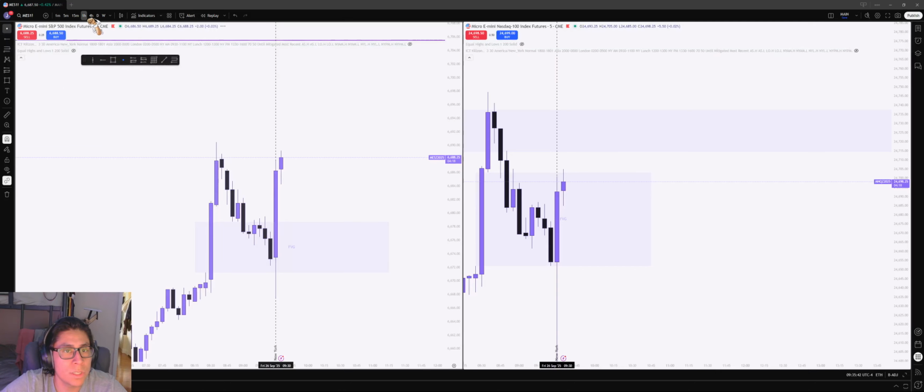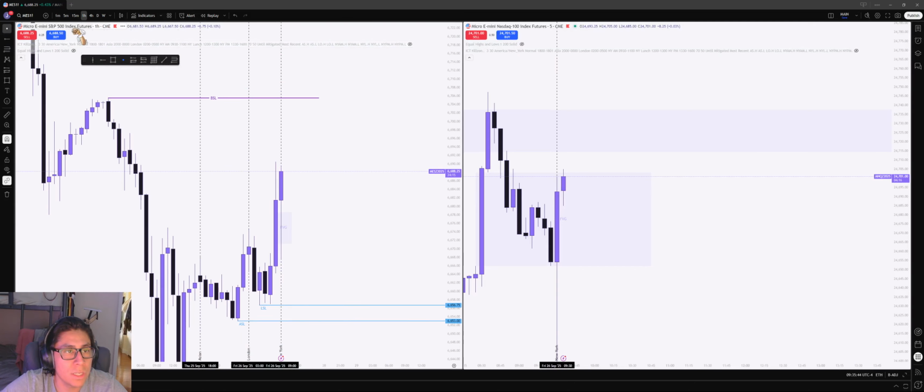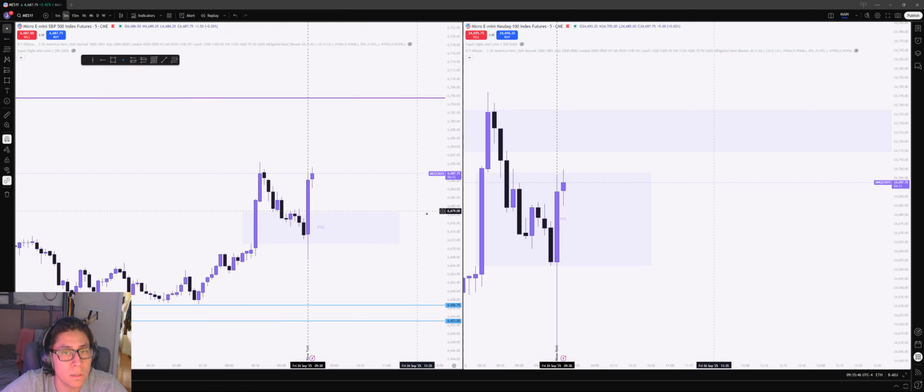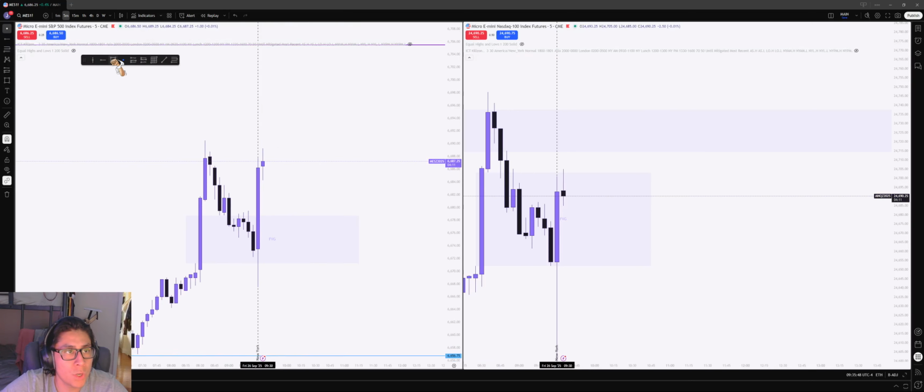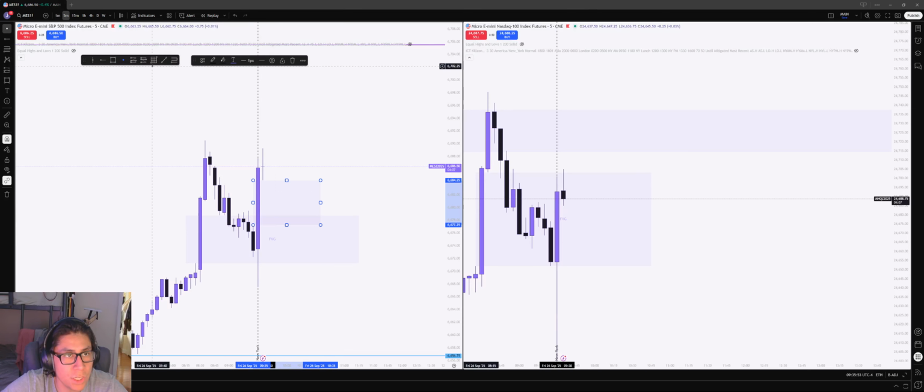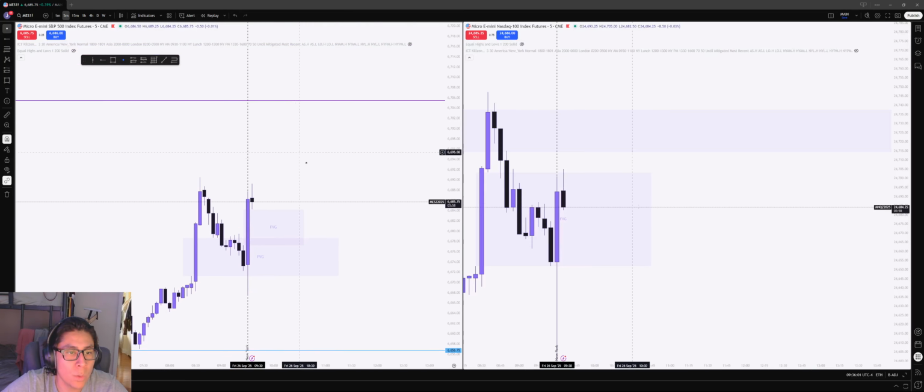In this case, I think I'd like to see us probably create an FEG here, an ideal FEG here. Create a 5 minute FEG here, perhaps close above this high, and then retrace back into this FEG. Go in on the 1 minute and take an entry somewhere in here to the buy side.